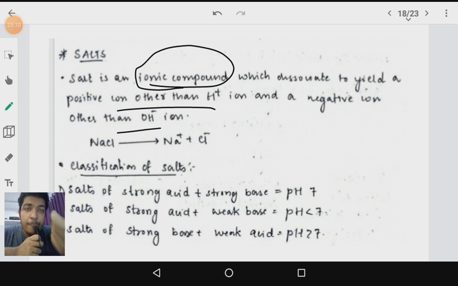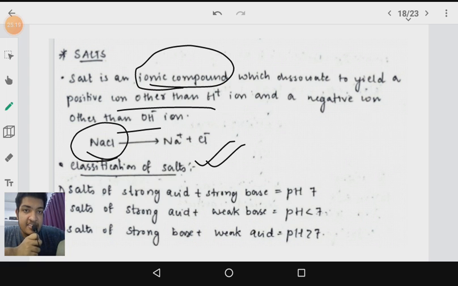So an example for a salt is our sodium chloride, which is the table salt, and this sodium chloride upon dissociation will give us Na plus and Cl minus. So here we cannot see H plus, here we cannot see OH minus, because during the process of neutralization the water molecule has been eliminated by the combination of H plus and OH minus from the solution. So now this is how a salt is formed. Salt is formed when an acid reacts with a base in a neutralization reaction.